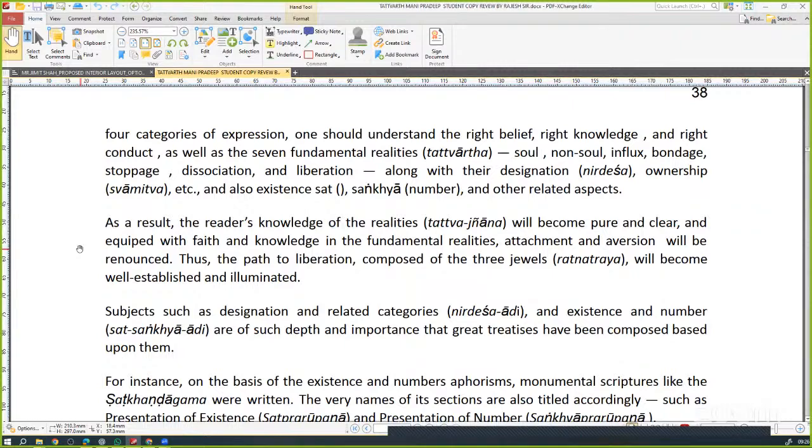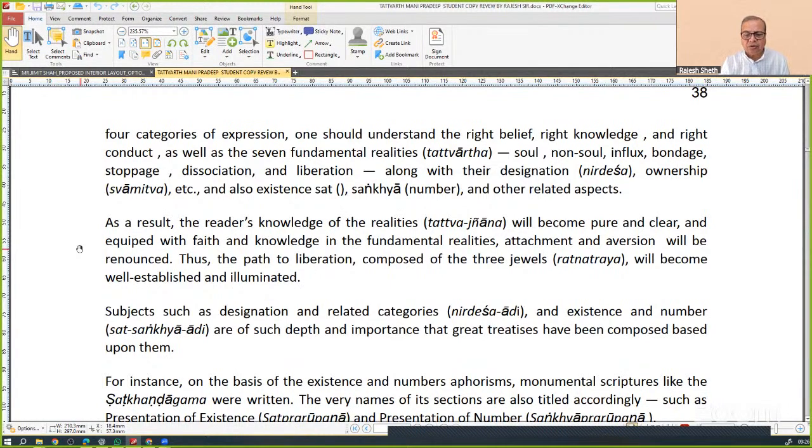Conduct, as well as the seven fundamental realities, that is tattvartha: soul, non-soul, influx, bondage, stoppage, dissociation, and liberation, along with their designation, Nirdesha, ownership, Swamitva, etc., and also existence, Sat, Sankhya, and number, and other related aspects. As a result, stop. Yes, so this much first we will understand.